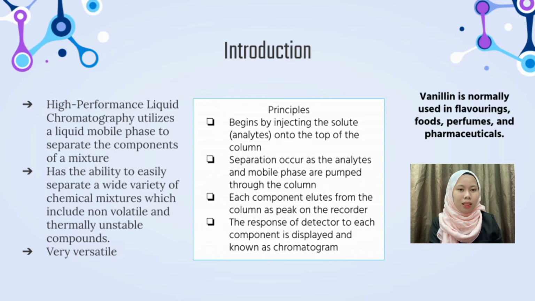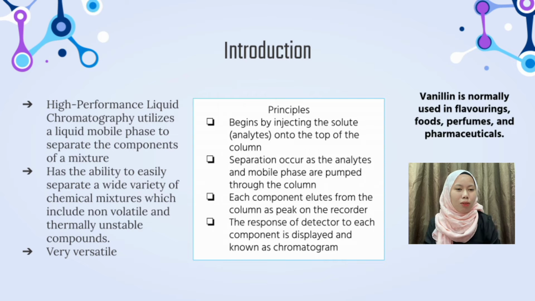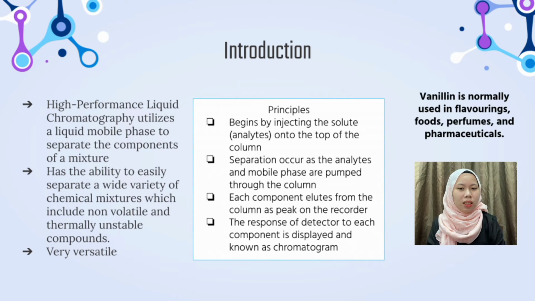For the principles, it begins by injecting the solute onto the top of the column. Separation occurs as the analyte and mobile phase are pumped through the column. Each component elutes from the column as a peak on the recorder. The response of the detector to each component is displayed and known as a chromatogram. Vanillin is normally used in flavorings, foods, perfumes, and pharmaceuticals.